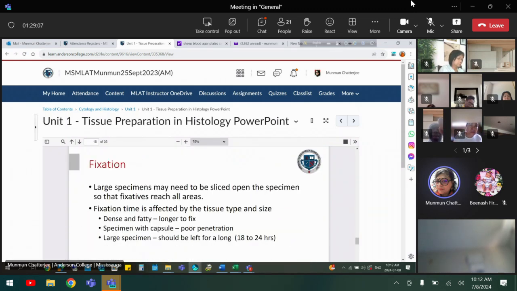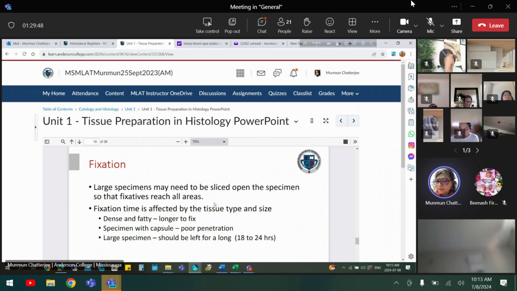And you have to put it in the refrigerator. Large specimens may need to be sliced open so that the fixative reaches all areas. If you have a huge bulk tissue, even if you put it in the fixative, it may not reach all the layers of the specimen. So the entire specimen, including the deep inside, can be fixed, you have to section or slice open the specimen so that the fixative can reach all areas.